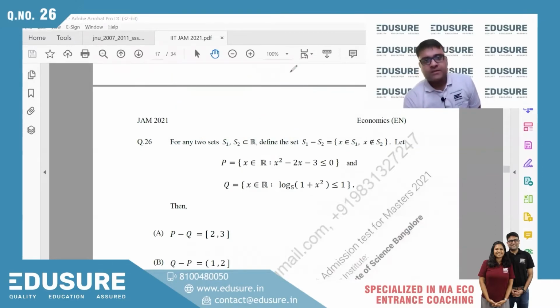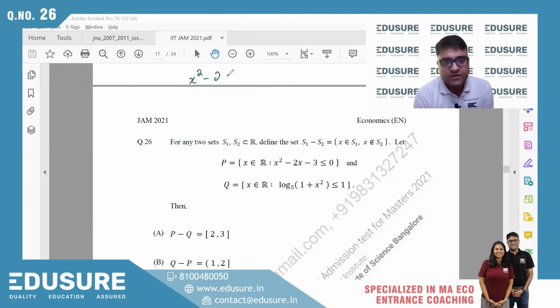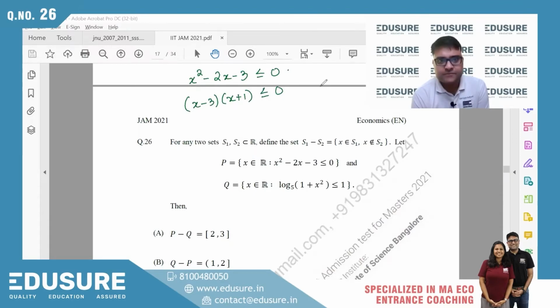Okay. अब देखते हैं. P is all x such that x square minus 2x minus 3 less than equal to 0. यहां पर ये आ गया x minus 3 into x plus 1 less than equal to 0 फैक्टराइज करके. तो यहां से आया -1 to 3 के बीच में एनी वैल्यू. Okay, -1 to 3 any value.